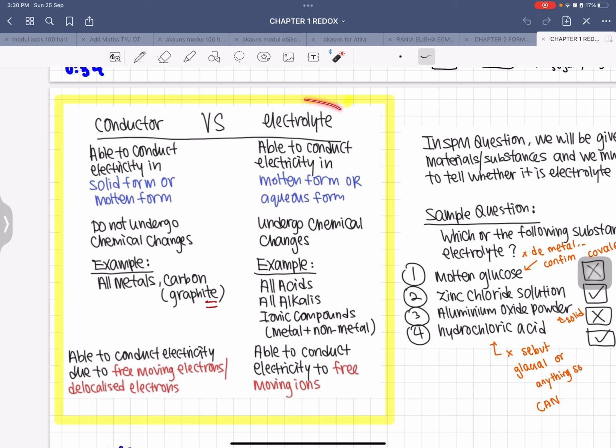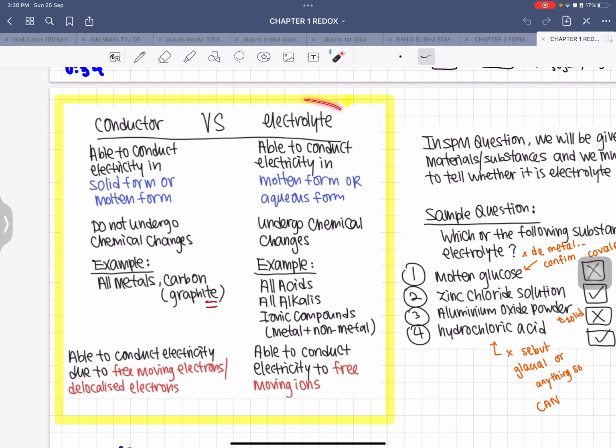They ionize in H2O to produce those H plus ions or OH, hydroxide ions. For example, sodium hydroxide in tetrachloromethane or even in ethanol, it's a no-no. It won't be an electrolyte. So if someone asks you to determine whether it is an electrolyte, we have to view it closely.